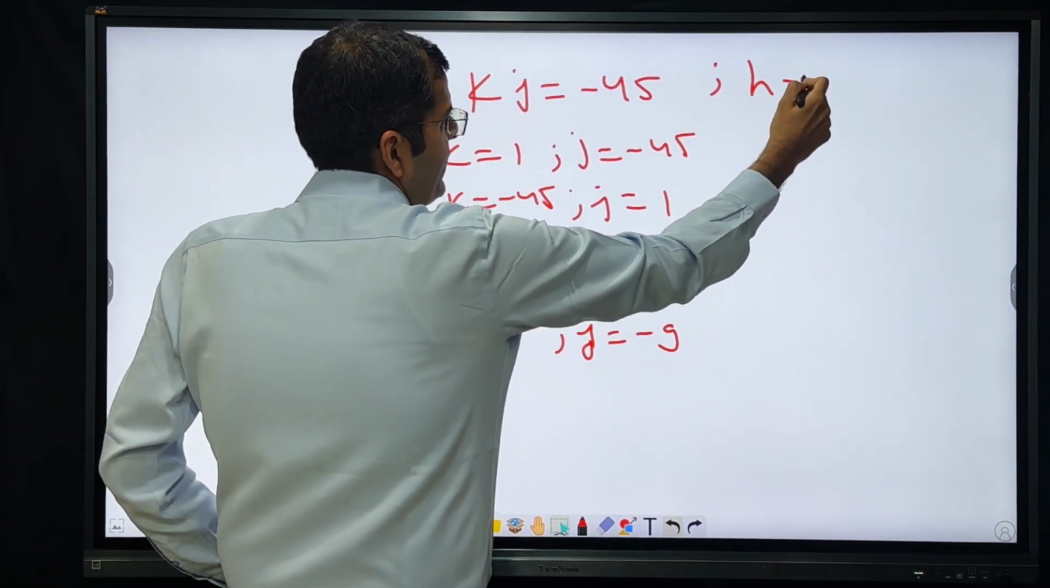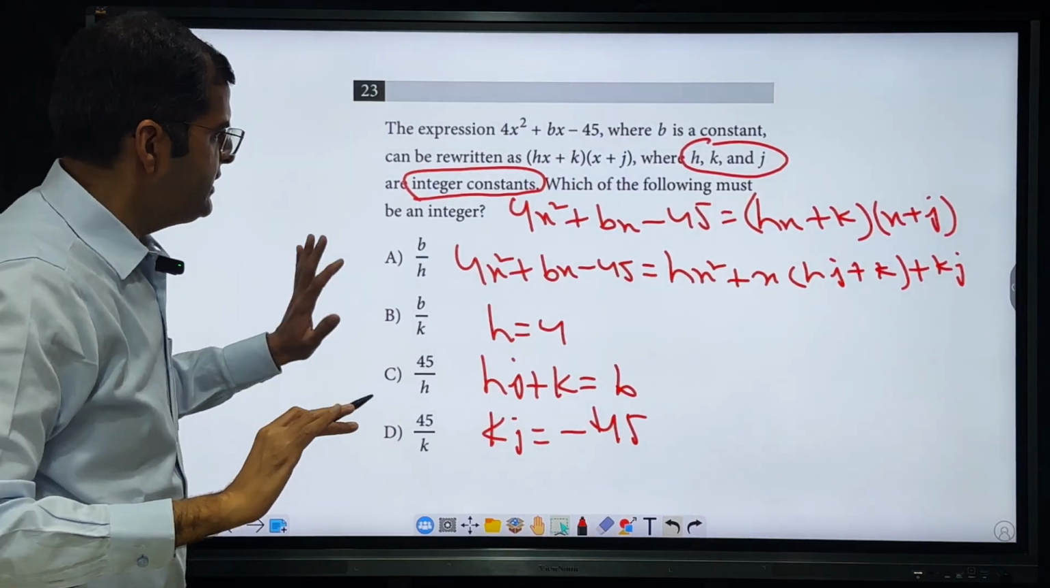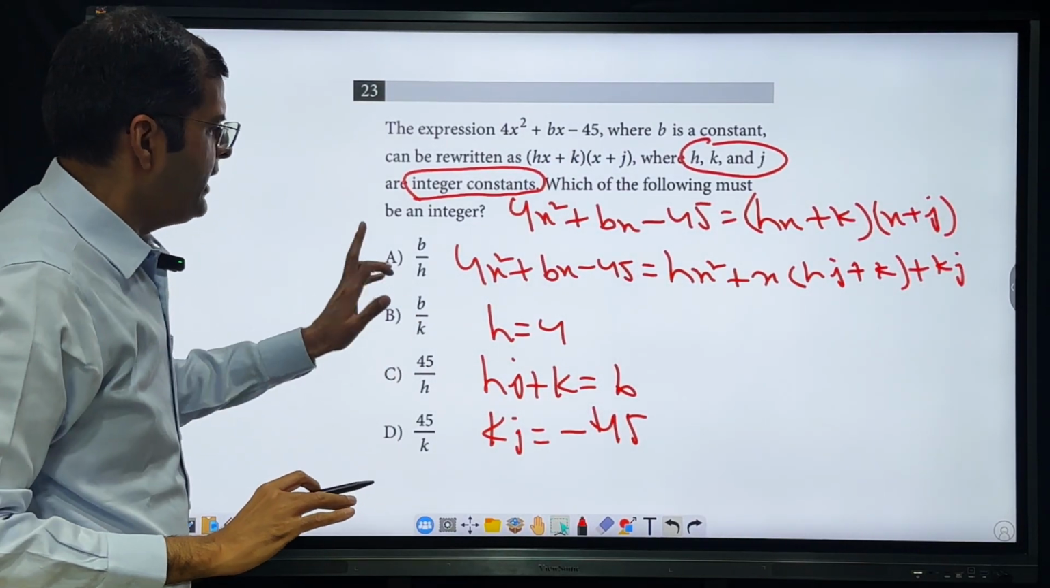Okay, I already know that h is equal to 4. Now I'll quickly look at the options first and see if I get anything out of it. I don't know the value of b.